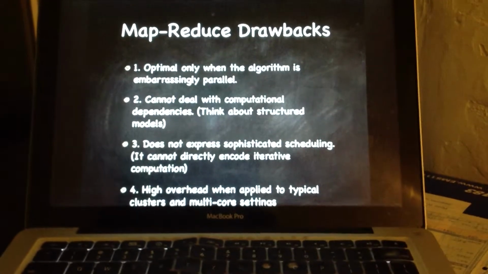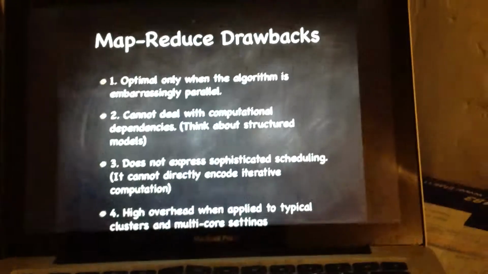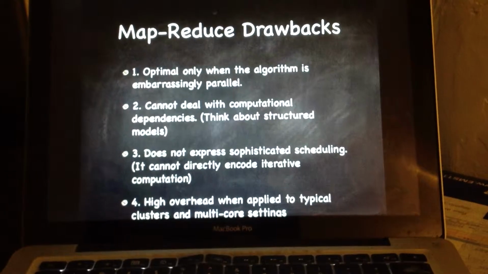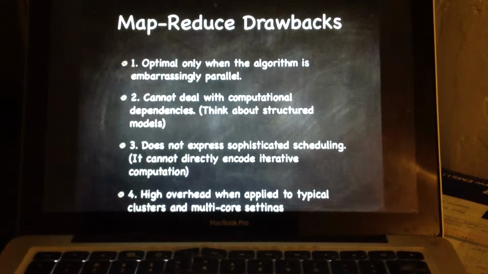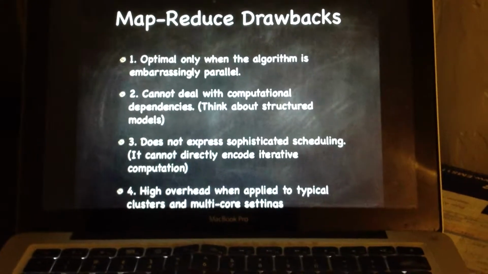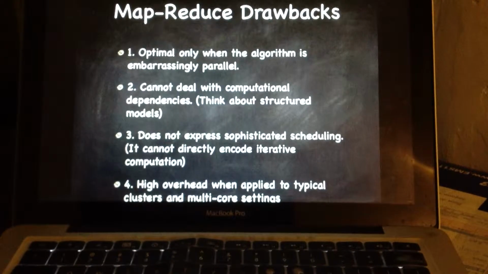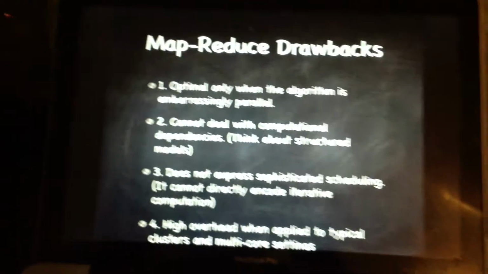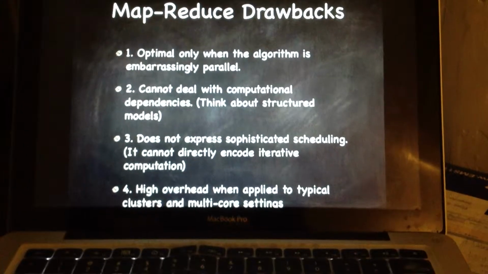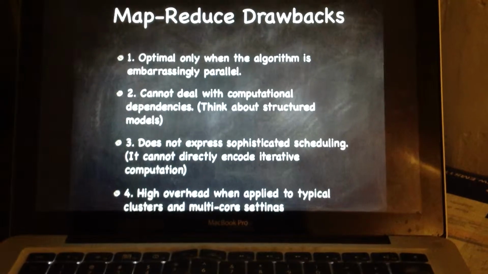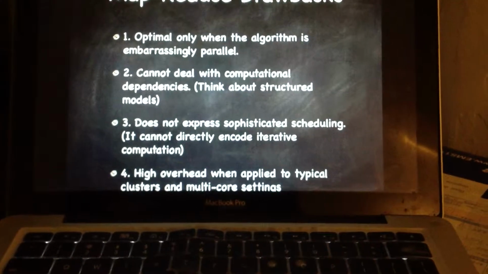However, MapReduce has some obvious drawbacks. First, it is only optimal when the algorithm is embarrassingly parallel. But in actual cases, many machine learning algorithms are not that easy to parallelize. And it cannot deal with computational dependencies. Think about structured models like a data flow graph. And it does not express sophisticated scheduling.